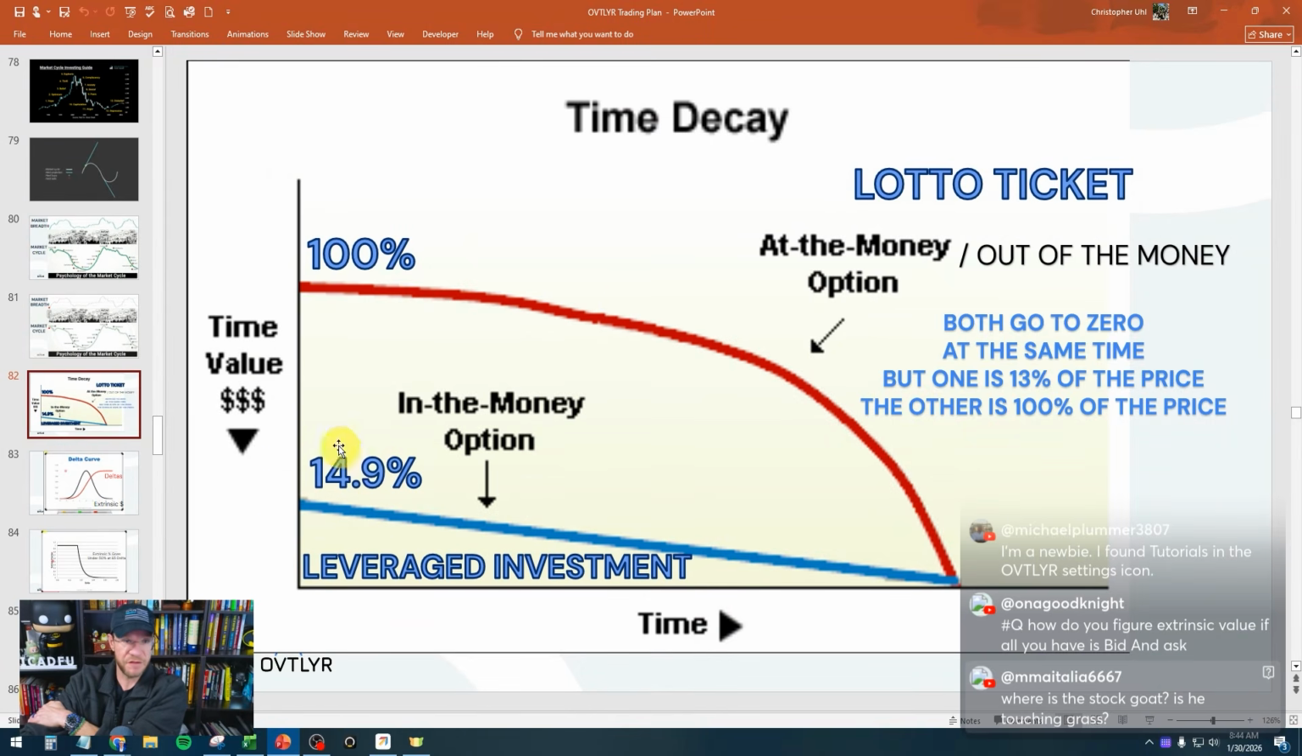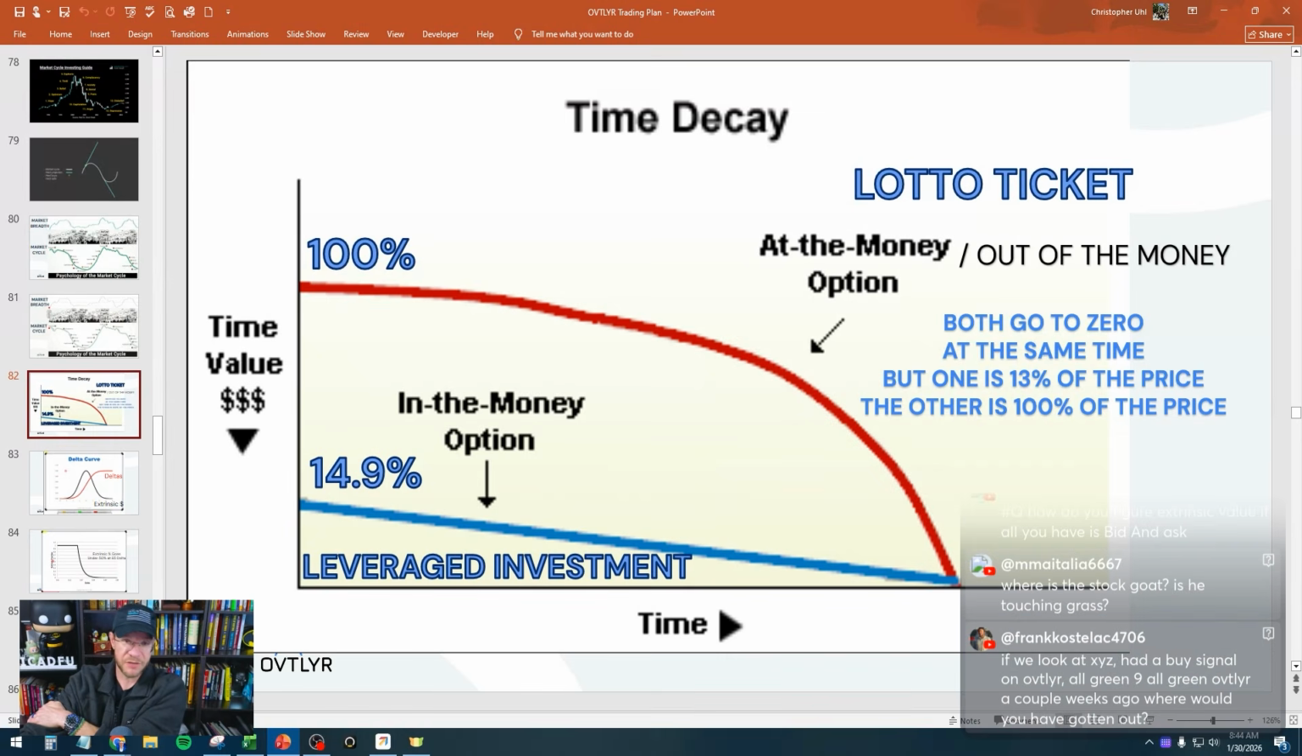However, if it's only 15% of mine, I only have 15% that's going to decay. And it's going to decay at a different rate than yours. So personally for me, I wouldn't do that. But that's me, right? That's my trading plan.